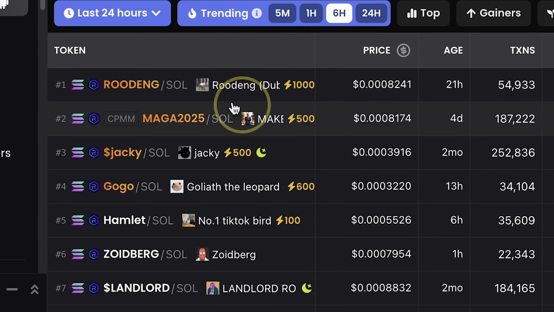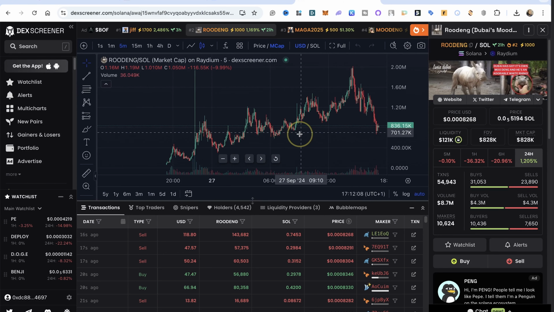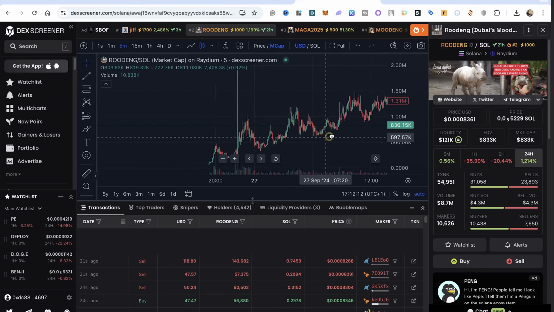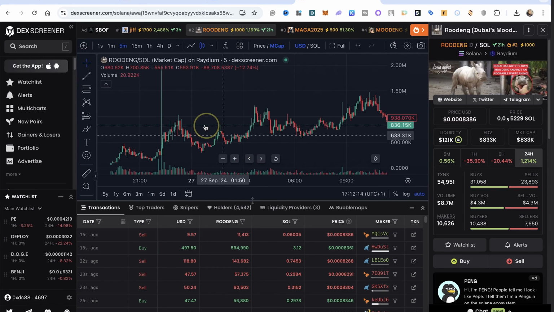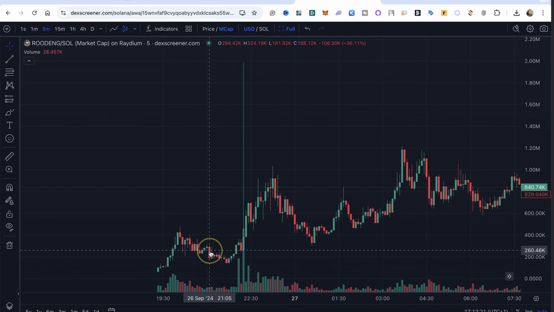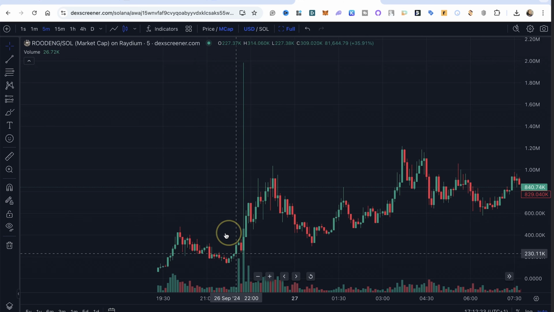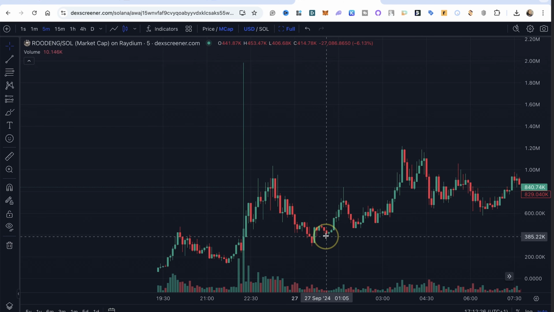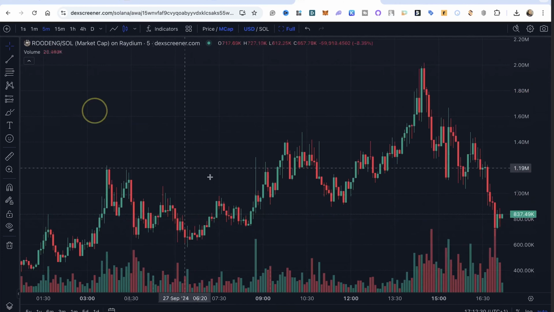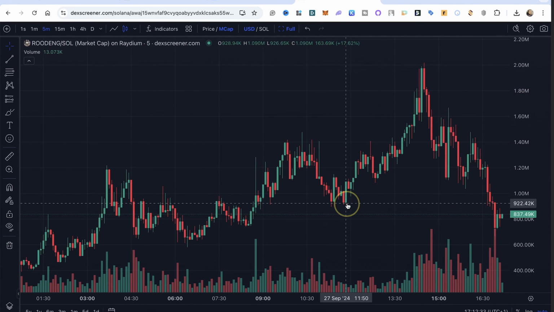I'm going to click on it. What I'm interested in is where the coin did some consolidation before it pumped. You can see this coin here did some consolidation before it pumped. Here it did some consolidation, here consolidation before pumping, and even here. So I can decide to look for wallets that bought in this section.